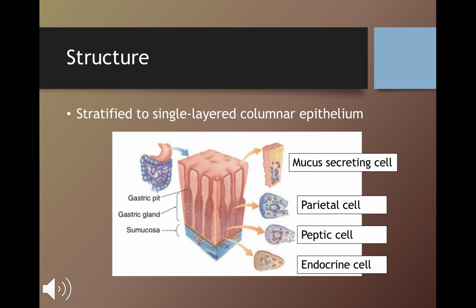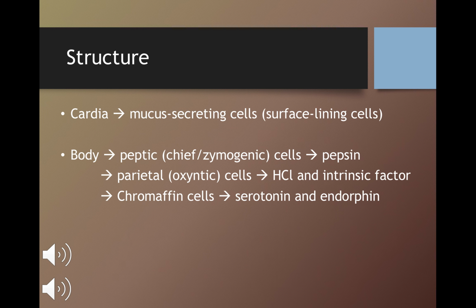Histologically, the stomach is made up of stratified to single-layered columnar epithelium. There are a variety of cells in the gastric wall, namely mucus-secreting cells, parietal cells, peptic cells and endocrine cells. For about a 1 cm ring at the cardia, the glands are shorter and the cells are all mucus-secreting. In the body of the stomach, the straight test tube-like glands have cells including the peptic and parietal cells, which secrete pepsin and hydrochloric acid respectively. Parietal cells also secrete intrinsic factor, which is necessary for the intestinal absorption of vitamin B12.